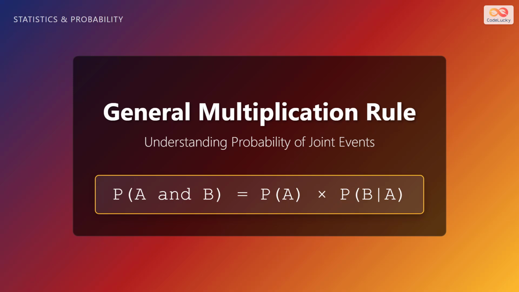Welcome to this lesson on the general multiplication rule. In probability, we often need to calculate the likelihood of two events happening together. Today, we will break down the formula P of A and B, which equals P of A multiplied by P of B given A. This rule is essential for understanding how events interact.